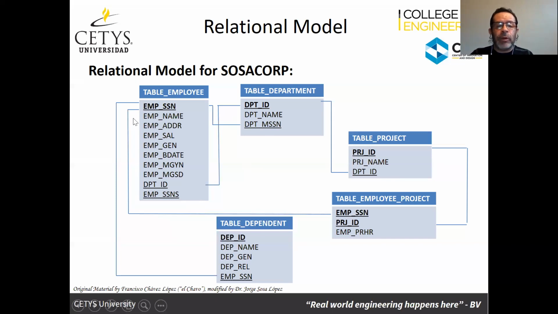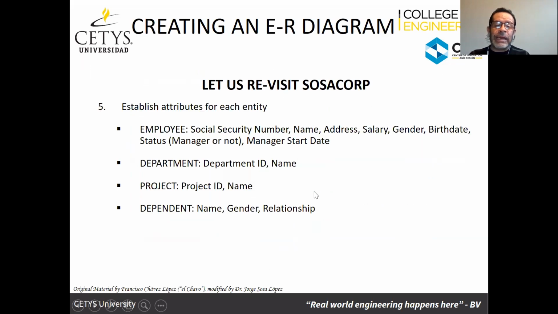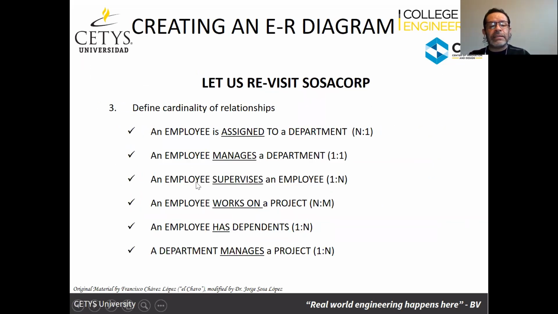Department has many employees. The department ID of department has been added to the employee as a foreign key. And lastly, we have a many-to-many relationship. That is, employee works on projects. Many employees can work on many projects, and projects can have many employees.